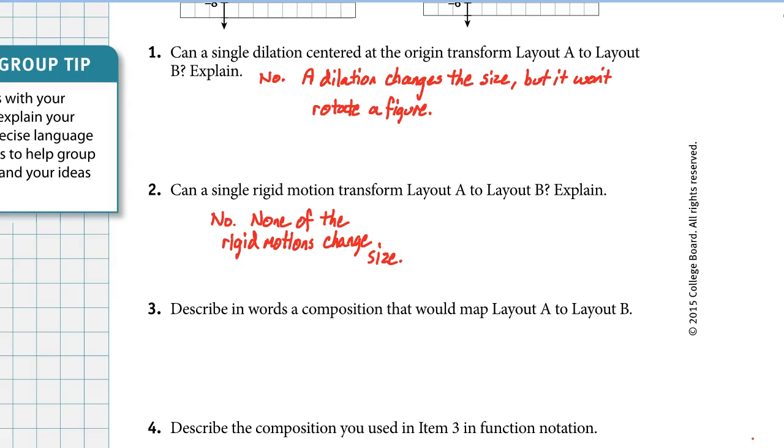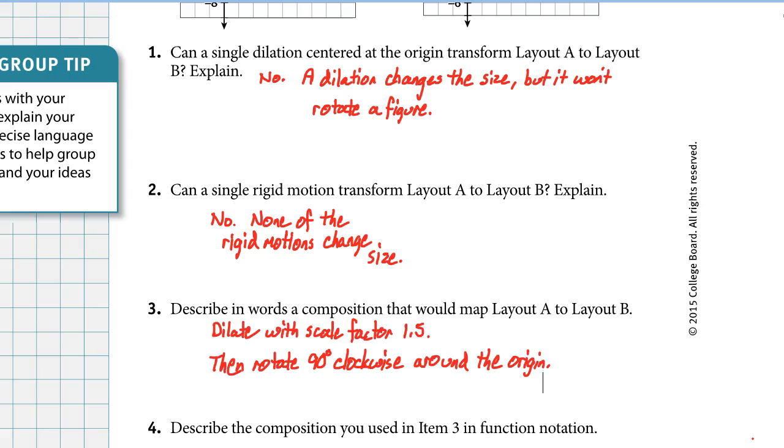Number three, let's describe in words a composition that would map layout A to layout B. A composition is a sequence of transformations. We decided we can't do this only with a dilation, and we decided we cannot do this only with a rigid motion. So let's make a combination of these things.